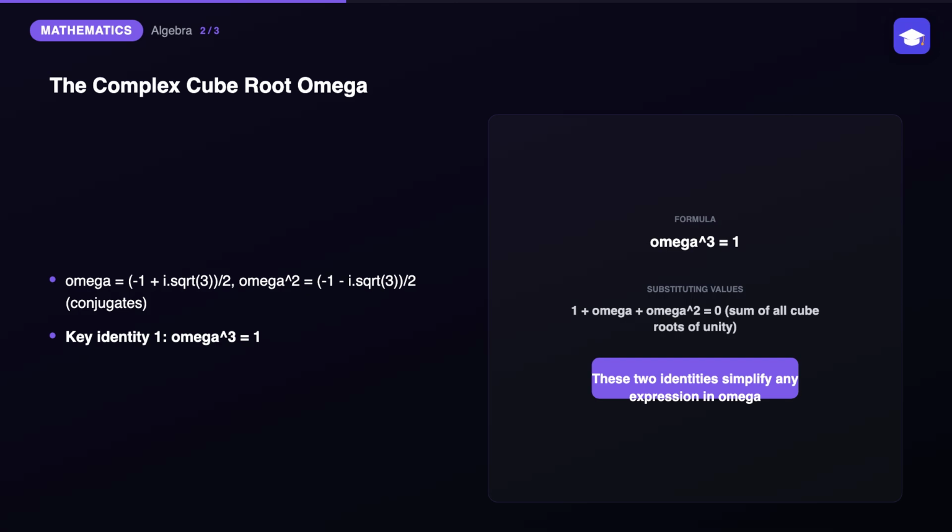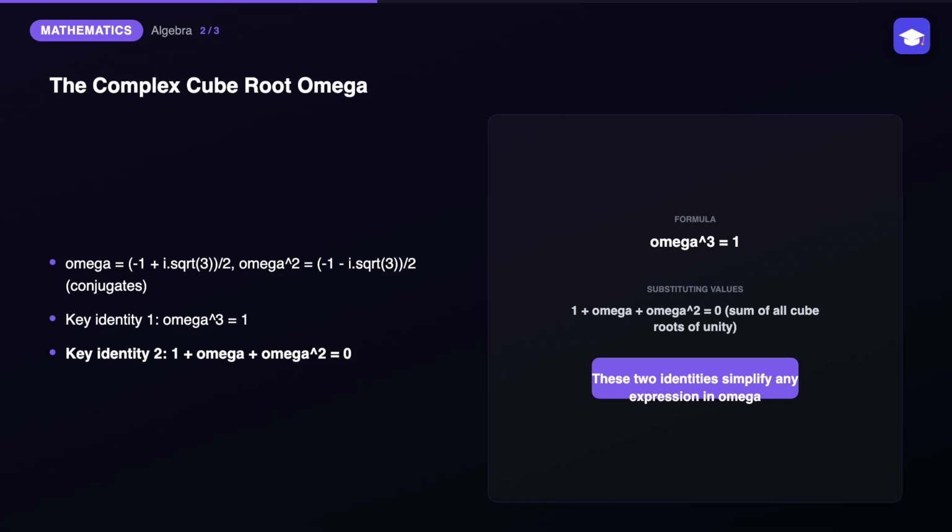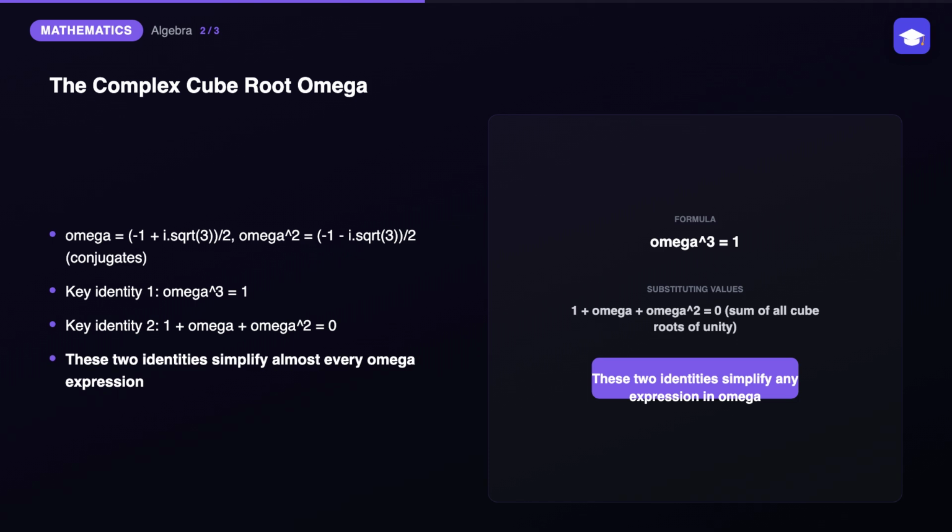Omega satisfies two fundamental, extremely useful properties. First, omega cubed equals 1, since it is itself a cube root of unity, and second, 1 plus omega plus omega squared equals 0, which follows directly from the quadratic equation x squared plus x plus 1 equals 0, that omega satisfies.